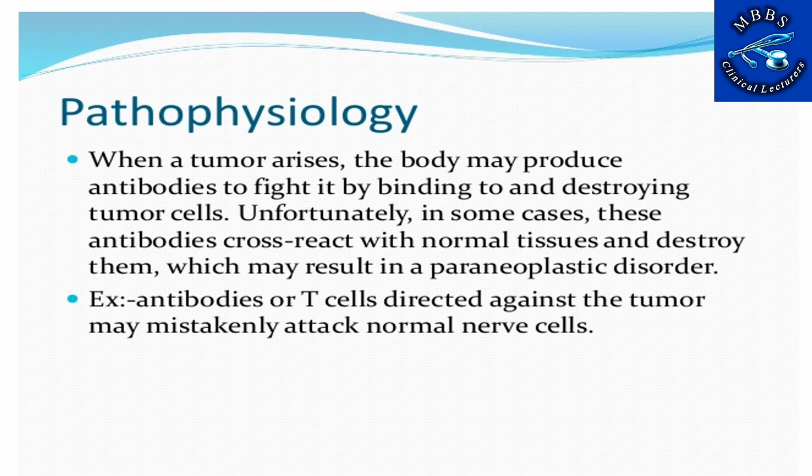It means they will present with different signs and symptoms as they are cross-reacting with normal tissue. And the other possibility is that antibodies or T cells directed against the tumor may mistakenly attack normal nerve cells. So if the nerve cells are attacked by T cells or antibodies abnormally, they will present with particular signs and symptoms, and they will be counted as a paraneoplastic syndrome, because they are not exactly due to the tumor but due to the cross reaction of the immune system.